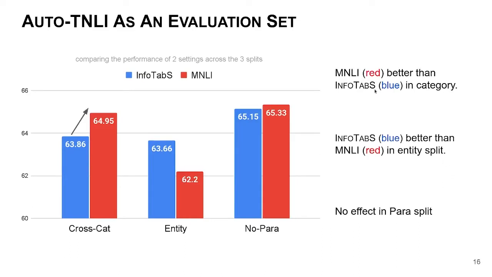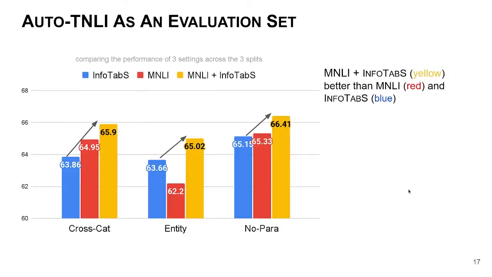Now comparing MNLI and InfoTabs fine-tuning, MNLI gives better results than InfoTabs in the category split, and InfoTabs gives better results than MNLI in the entity split. There is not much of an effect in the paraphrasing split. Now when we use MNLI plus InfoTabs for fine-tuning, we see that it is the best result obtained among all 3 settings.